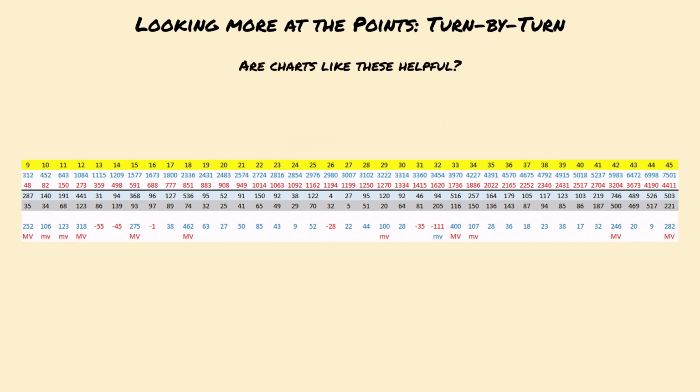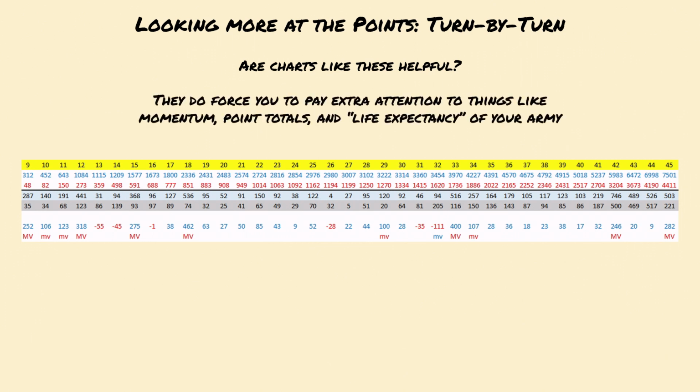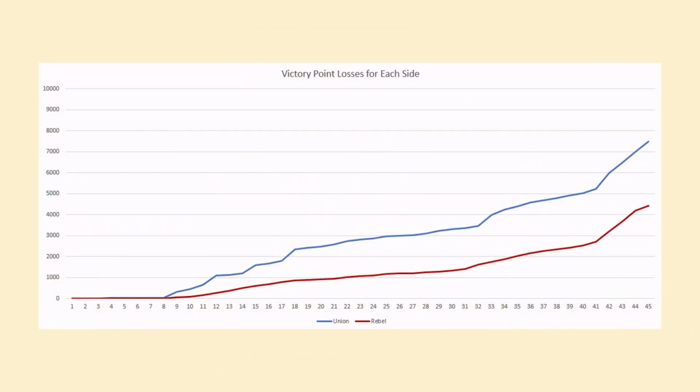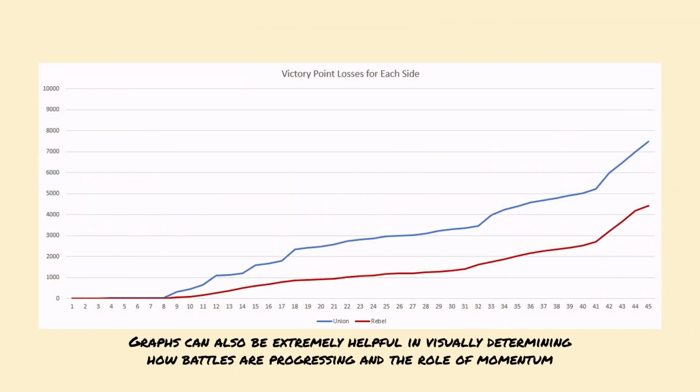So are charts like these actually helpful? I believe so. They do force you to pay extra attention to things like momentum, point totals, and the life expectancy of your army. What do I mean by that? Well, if you assume an army can only really be effective up to a certain point because of mass casualties, say 40%, then these types of graphs will help you track your army's lifeblood and realize when you're approaching that point where your army will no longer be effective. I understand these charts are not for everyone, but I really enjoy them. You can also look at these same numbers along a graph, and graphs can be extremely helpful in visually determining how battles are progressing and the role that momentum plays in any battle.